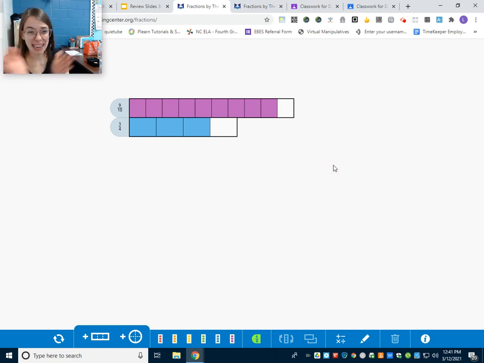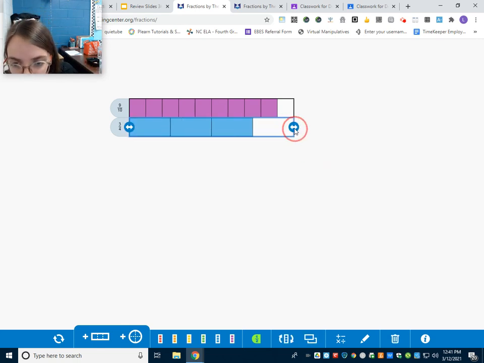They're not of the same whole, right? That doesn't matter. But if they're of the same whole, we can compare them and see that these 10th pieces are a lot smaller than these 4th pieces. So 9/10 would be greater than 3/4.